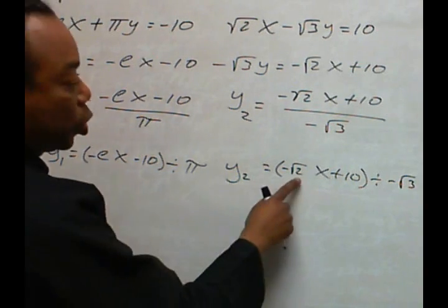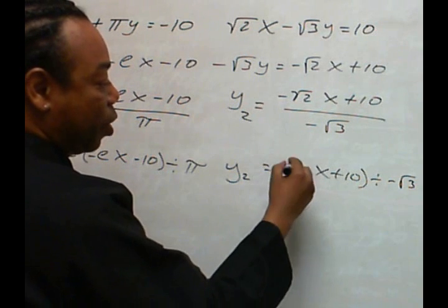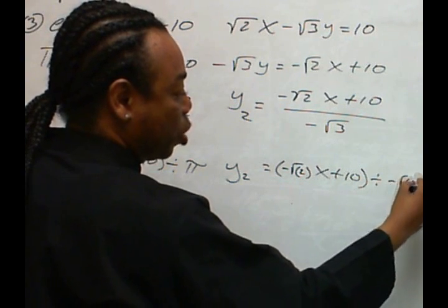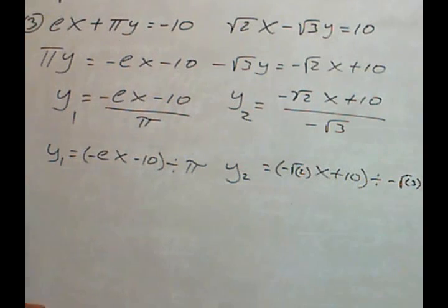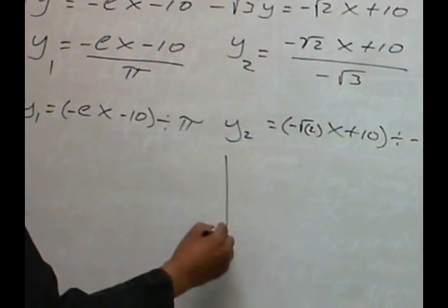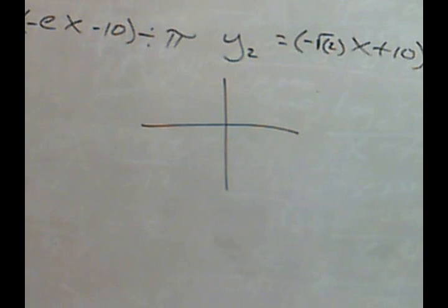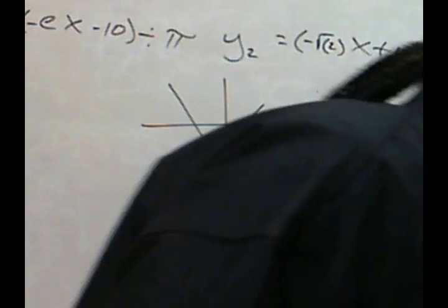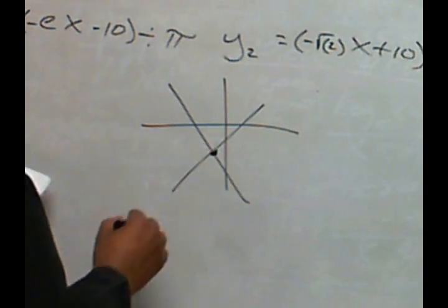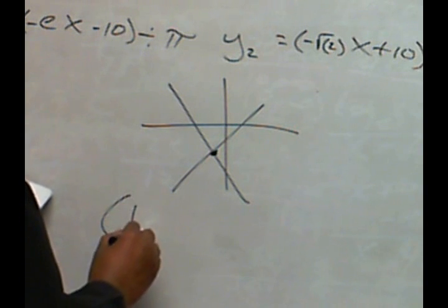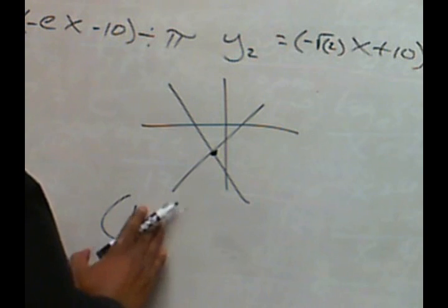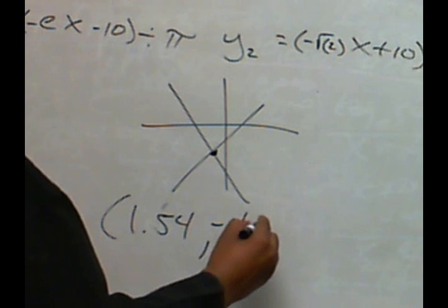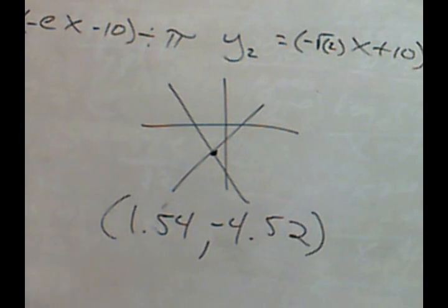Now, note that the square roots will require parentheses, so you will have open parenthesis 2, close parenthesis here, and here you will have open parenthesis 3, close parenthesis for your root. Alright, once we put both those graphs into the calculator, we're going to end up with a solution that is x is 1.454 and y will be negative 4.52, and that'll be the solution of this system.